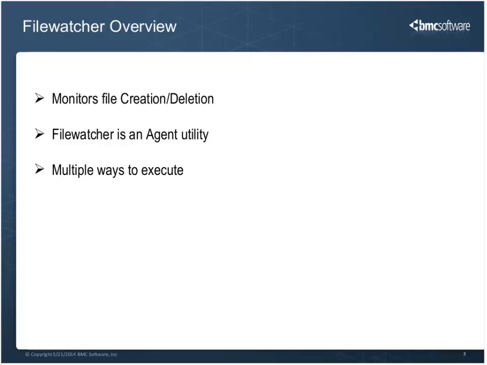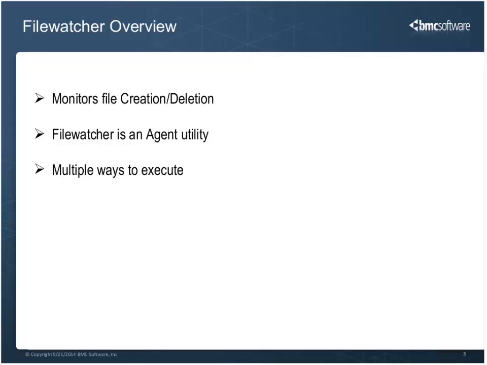Filewatcher is an agent utility that runs on the Control-M agent. The Control-M module for AFT also contains a Filewatcher, which is similar in what it does and how it acts. But it watches a file on a remote file system using the FTP or SSH protocol. The Filewatcher that we're discussing today is just the Filewatcher that runs on the local agent, and it monitors local files or files that are accessible through a file share.